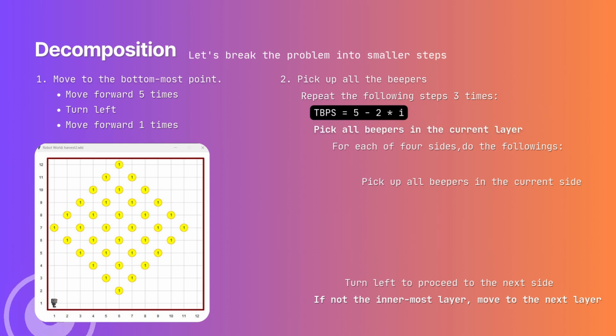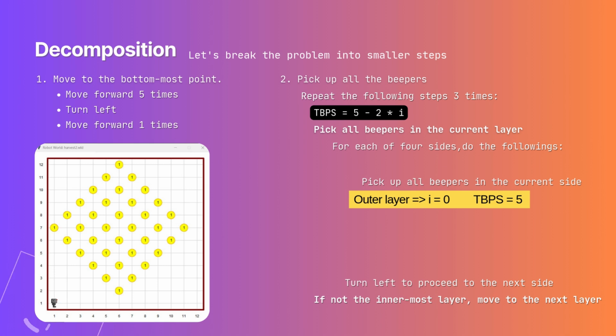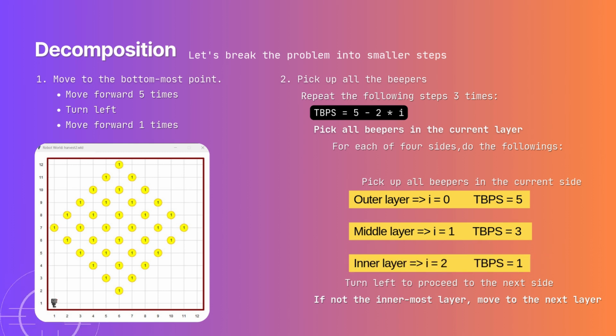From this pattern, we can derive the formula 5 minus 2 times I, where I represents the current layer. For the outer layer I equals 0, the formula gives 5 beepers per side. For the middle layer I equals 1, it gives 3 beepers per side, and for the inner layer I equals 2, it gives 1 beeper per side. This formula helps us determine how many beepers are in each layer and guides the robot in its movement and collection.